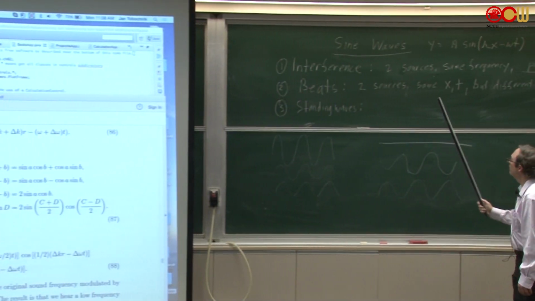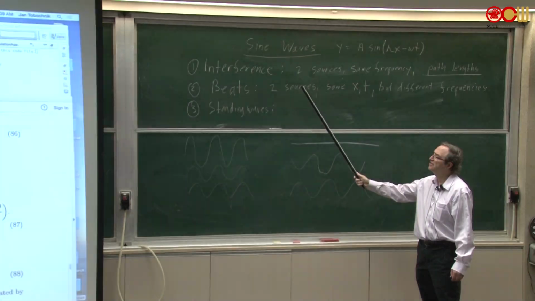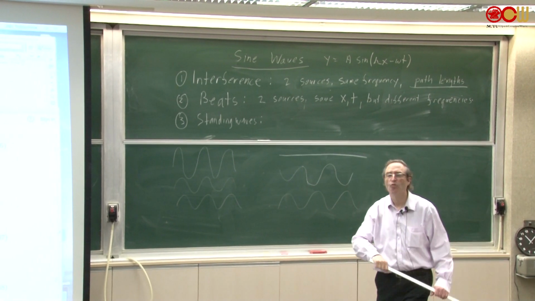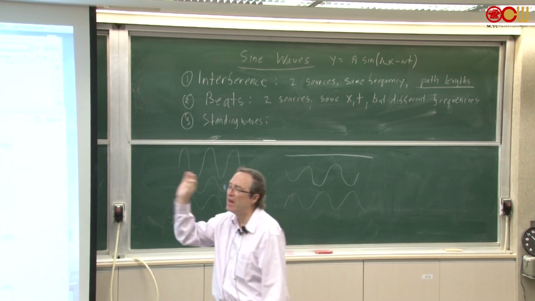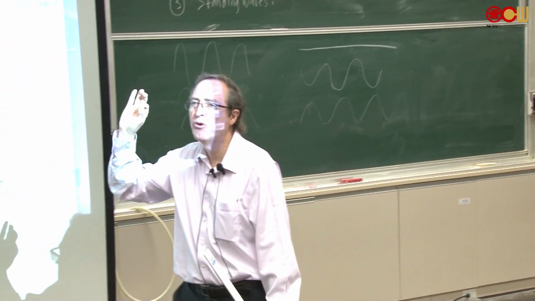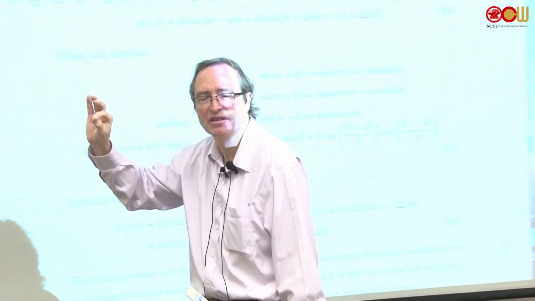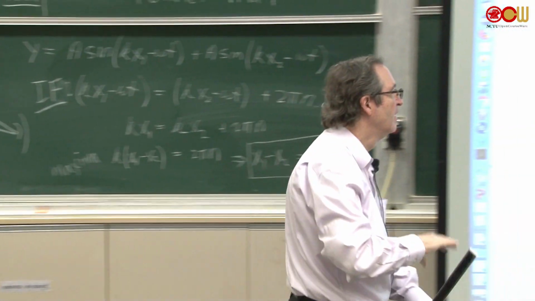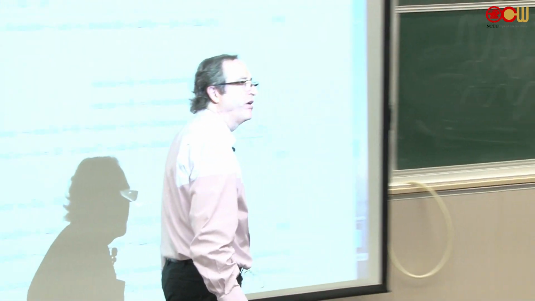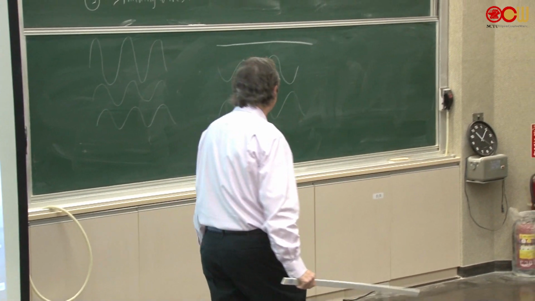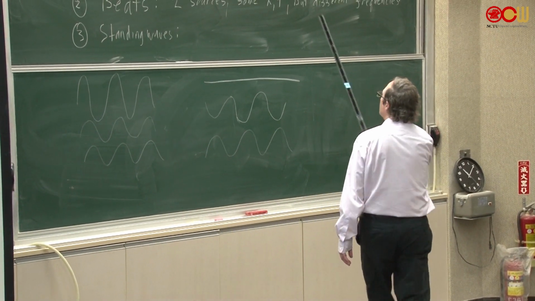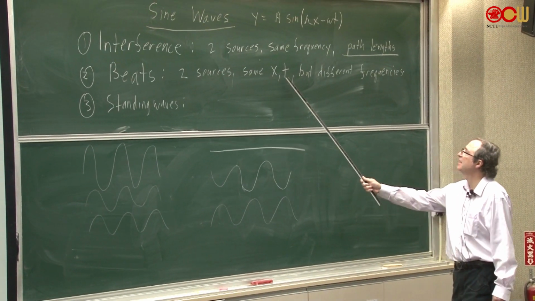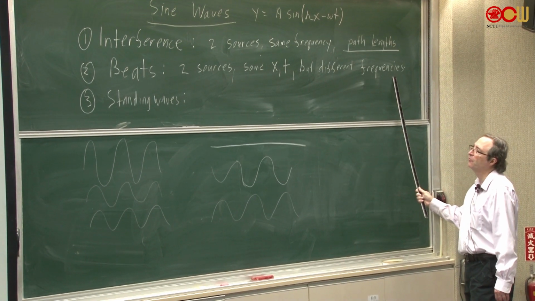So we're going to talk about, when I say two sources, what that means is you might have one speaker, but putting out two sounds. Right? Two frequencies at the same time. All right? That way we don't have to worry about interference effects. So we have the same x, same t, but different frequencies.